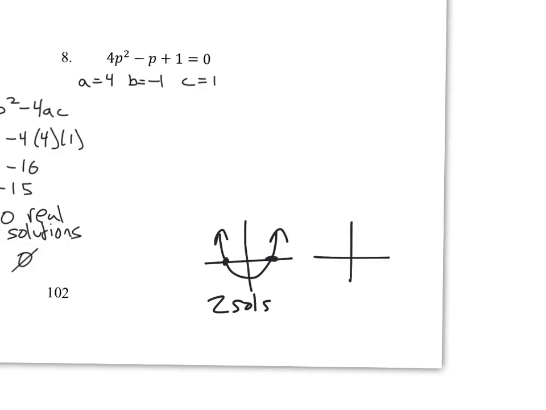If it perfectly bounces off the x-axis and only hits it in one spot, that's only one solution. And then if it has no x-intercepts, like it's above the x-axis all the time, that would be no solution.